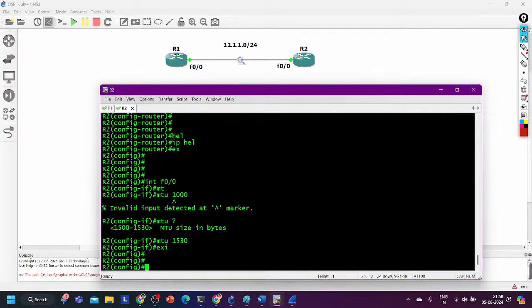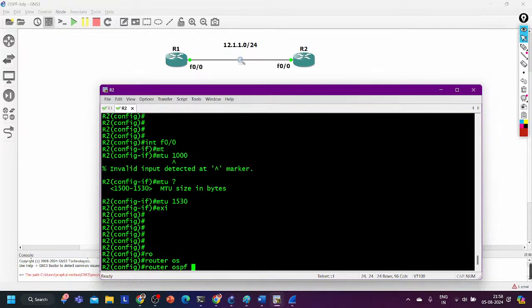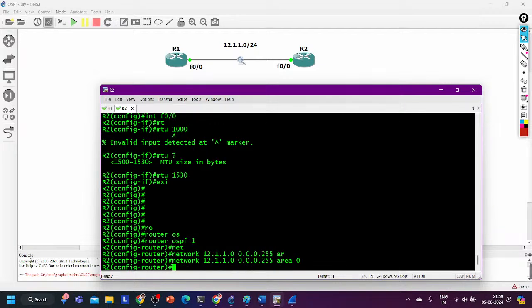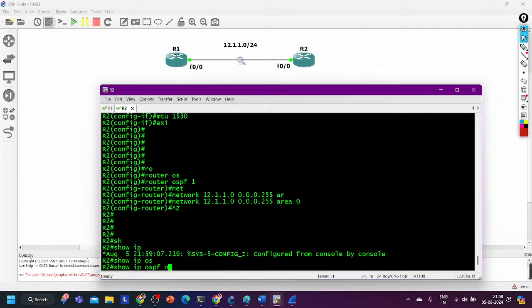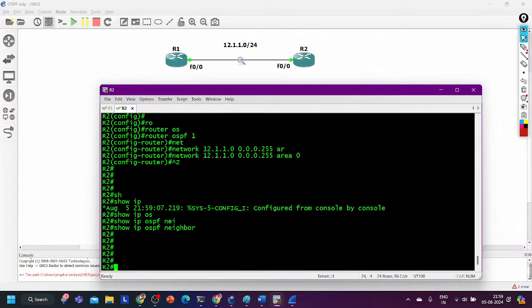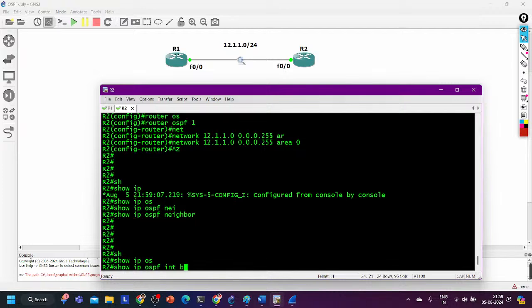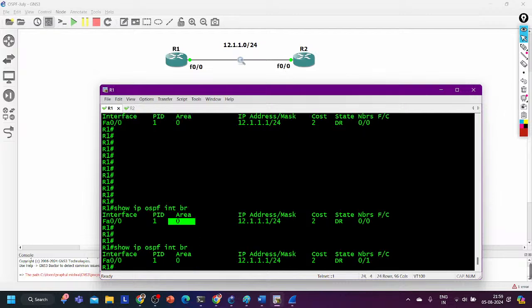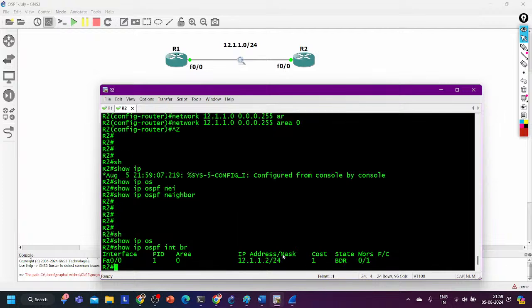Now I have changed the MTU, and let me enable OSPF on F0/0. Router OSPF 1 and say network 12.1.1.0 0.0.0.255 and area 0. Will OSPF neighborship come up? No. What is the issue now? So show IP OSPF interface brief. See, with the help of this command, can you troubleshoot the issue now? No. Because here, all informations are same.